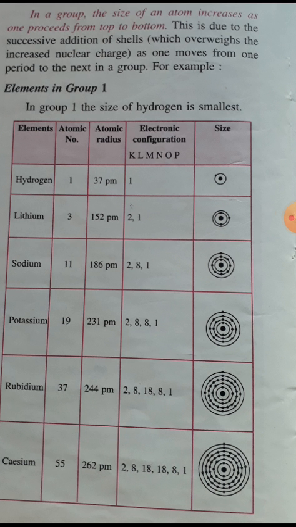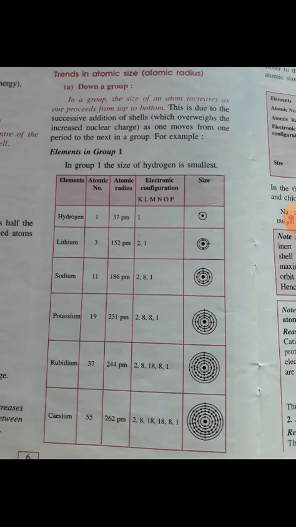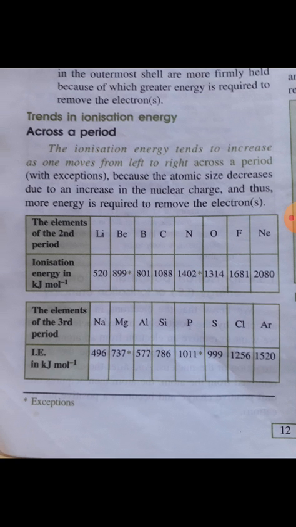So are you clear? As you move down the group, why does the number of shells increase, and why does the ionization potential decrease? Next comes the next one. Let me show you how ionization potential changes along the period, where the nuclear charge is increasing.